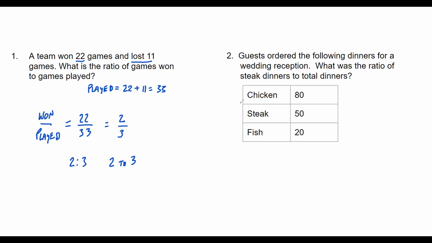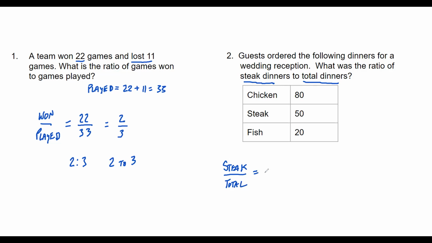Let's move over to question 2. Guests ordered the following dinners for a wedding reception. What was the ratio of steak dinners to total dinners? The thing that comes first, steak dinners, goes on the top. So we'll say steak. And the thing that comes second, total dinners, goes on the bottom. So we put that on the bottom, total.